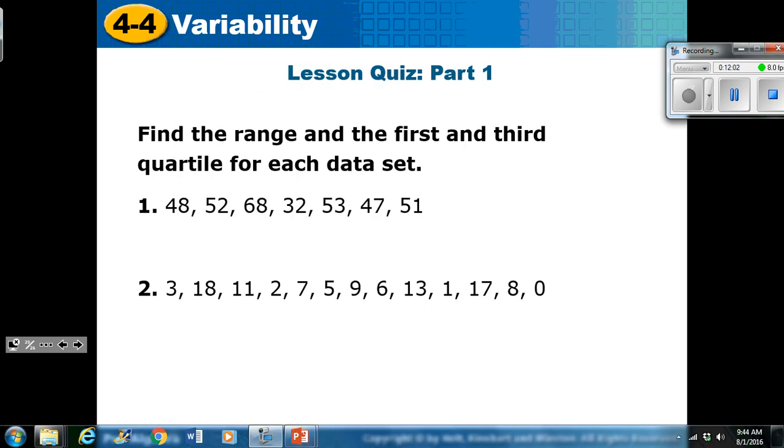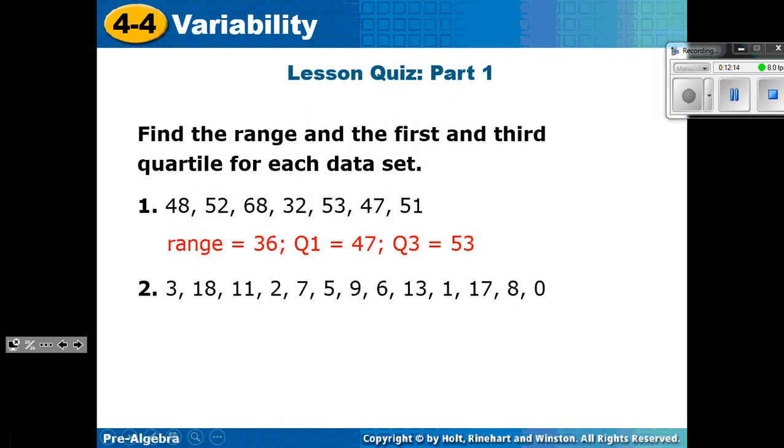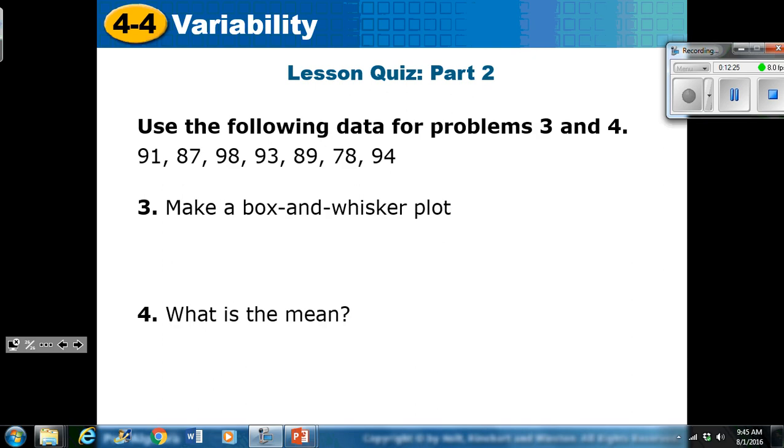Here are some problems for you to try on your own. Pause the video and come back for answers. And a couple more problems for you to try. Pause the video and then turn it back on for answers.